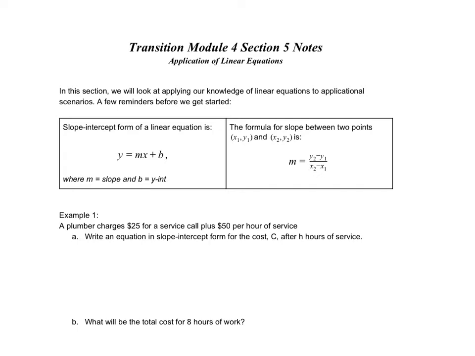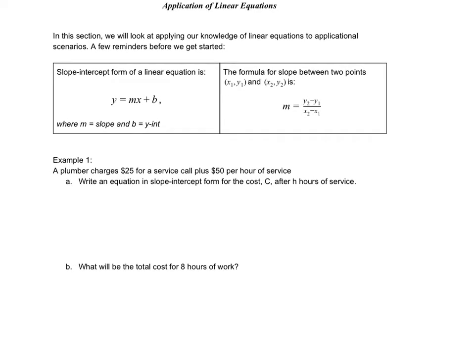In our first example, a plumber charges $25 for a service call plus $50 per hour of service. We want to use that to write an equation in slope-intercept form for the cost C after h hours of service. In this case, C is our y variable and h is our x. So C equals, we have to figure out our slope. It's $50 per hour of service, so we have 50h plus a one-time fee for the service call, 25.